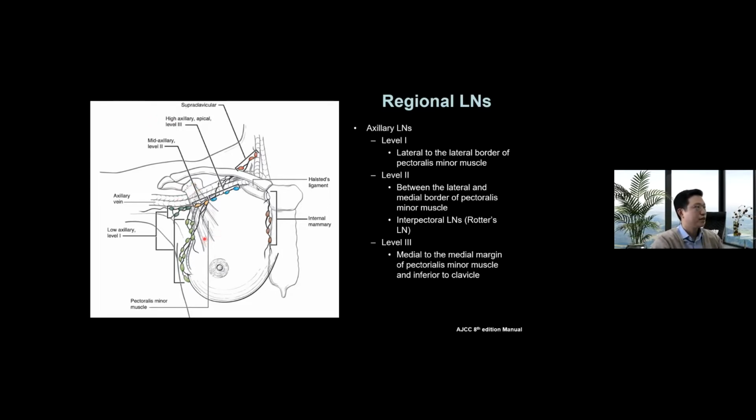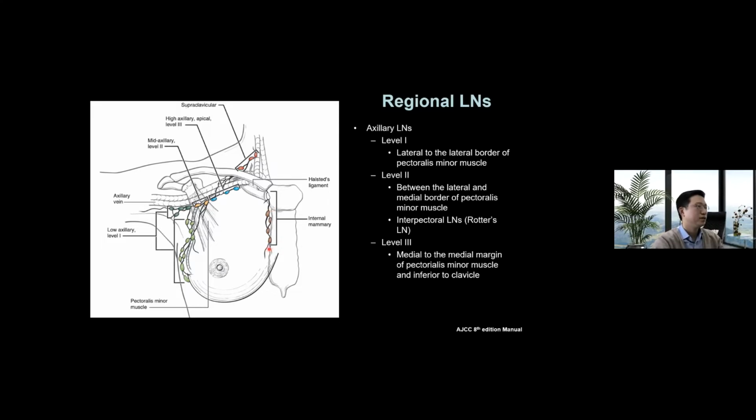One particular structure is used for differentiating the level 1 to 3 lymph node stations in the breast. It is the pectoralis minor muscle. The lateral border differentiates level 1 and 2 axillary lymph nodes, and the medial border differentiates level 2 and 3 lymph node stations. And the internal mammary node is also a frequent site for metastasis.